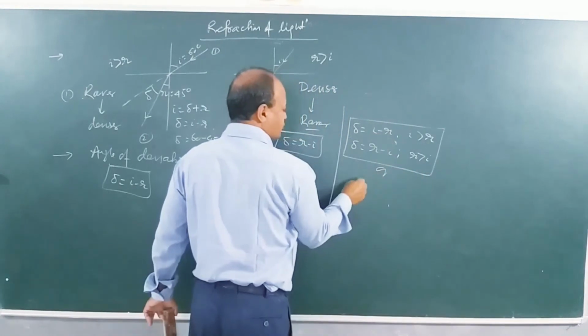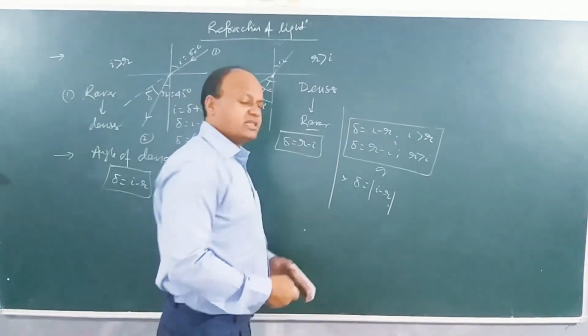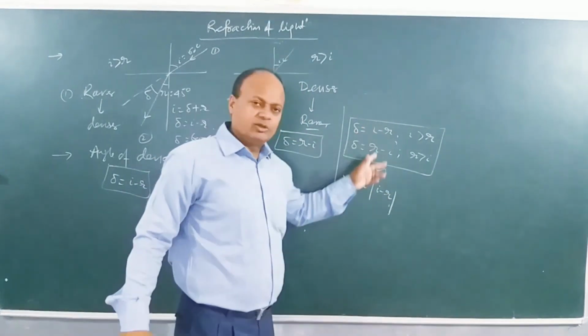Mathematically, we can combine these two into a single statement. Delta is equal to modulus of i minus r. This is only for information. In class 10 standard, you don't have to know like this. Naming like this will be enough.